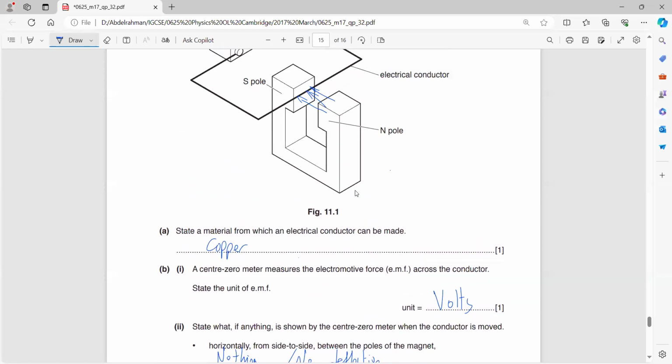That's the whole point of cutting the magnetic field. If you move along the magnetic field, then it will not produce a current. But as long as you're cutting, moving perpendicularly to the magnetic field, then you can produce a current. You can induce a current.